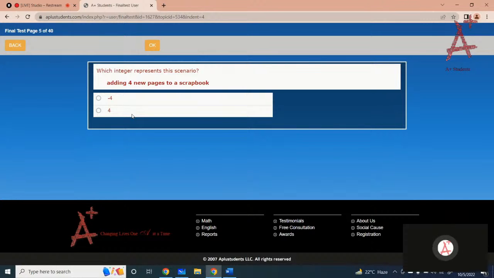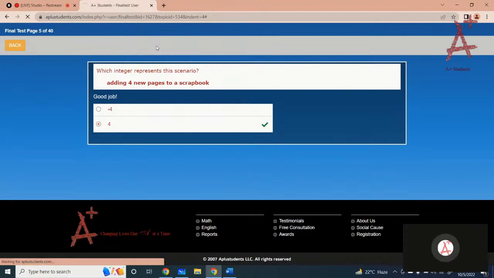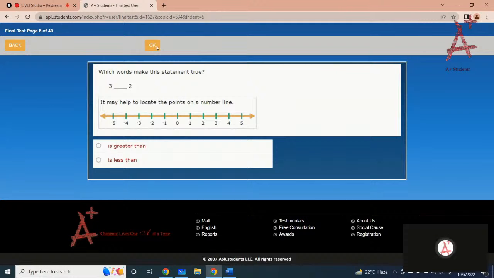Okay, which integer represents this scenario? Adding 4 new pages to a scrapbook. Adding means it's a profit or something that is increasing. So increase or adding represents positive numbers, so it would be positive. Got it? You all can see the live chat box right below the video, so you can write the answer in the chat box. Got it?